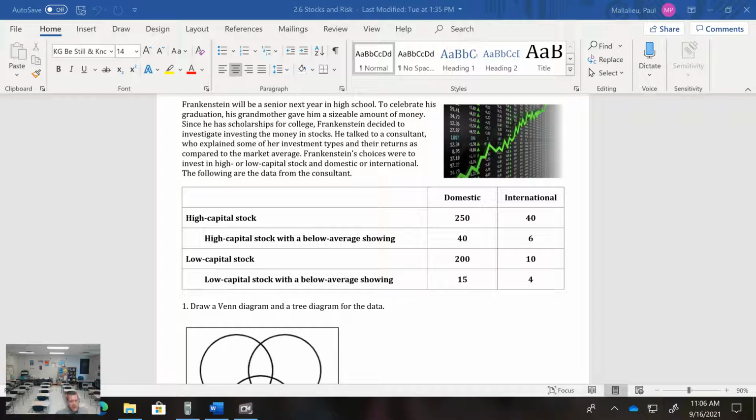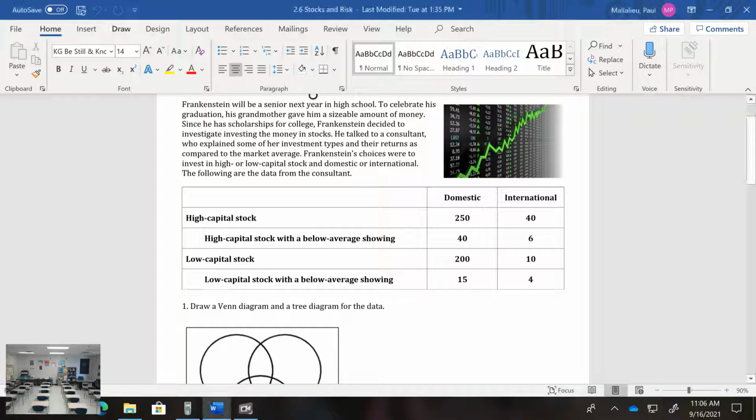So here we go. Frankenstein will be a senior in high school. To celebrate his graduation, his grandmother gave him a sizable amount of money. Since he has earned a scholarship for college, Frankenstein decided to investigate investing the money into stocks. He has met with a consultant or financial advisor to figure out high or low capital stocks as well as domestic or international stocks. High capital stocks would be large companies, low capital stocks are smaller companies. Domestic, in this case, means the United States. International would be any outside the United States.